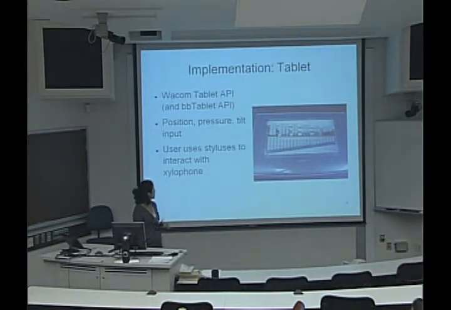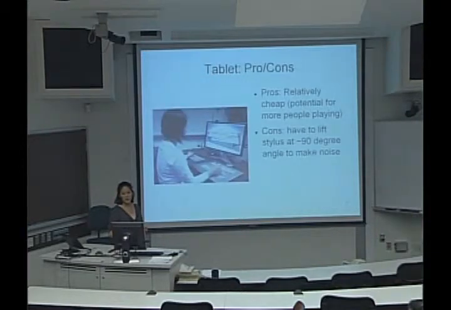Okay. I'm going to talk about the tablet implementation. So this was the first one we tried, and then we moved on to the multi-touch table, and it'll become clear why we moved on. So the Wacom tablets come with an API that can pass in the position of the stylus and the pressure and the tilt. And then using this information, we had the user use the styluses to play the instrument, and then we kept track of the position of where it was hitting.